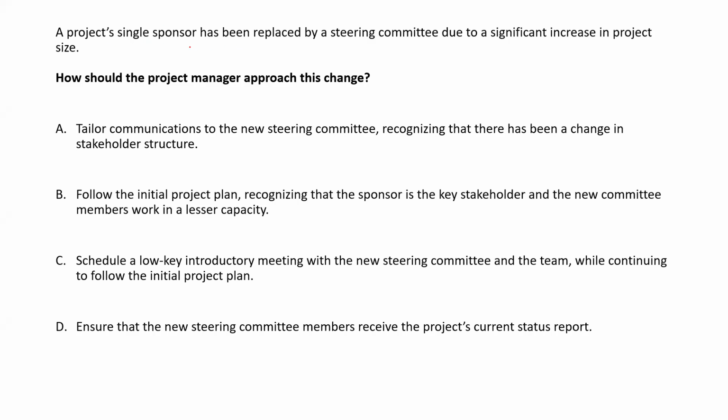A project sponsor has been replaced by a steering committee due to a significant increase in project size. How should the project manager approach the stage? Now you can answer in the chat window, please. Tailor communications to the new steering committee. Follow the initial plan. Schedule a low-key introductory meeting. Or ensure that the new steering committee members receive the project current status.